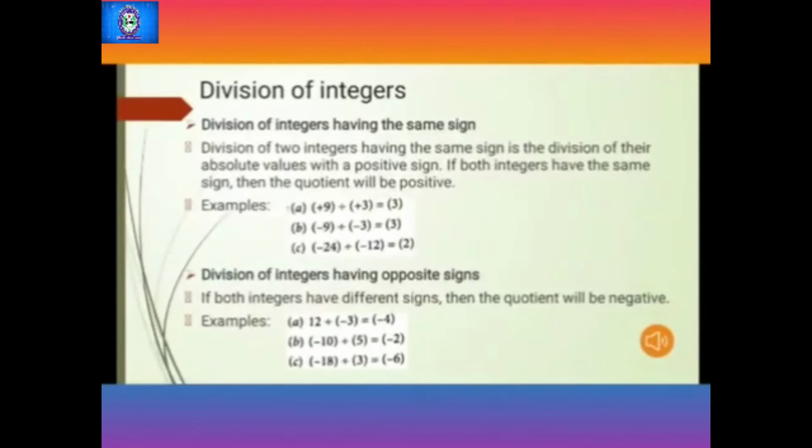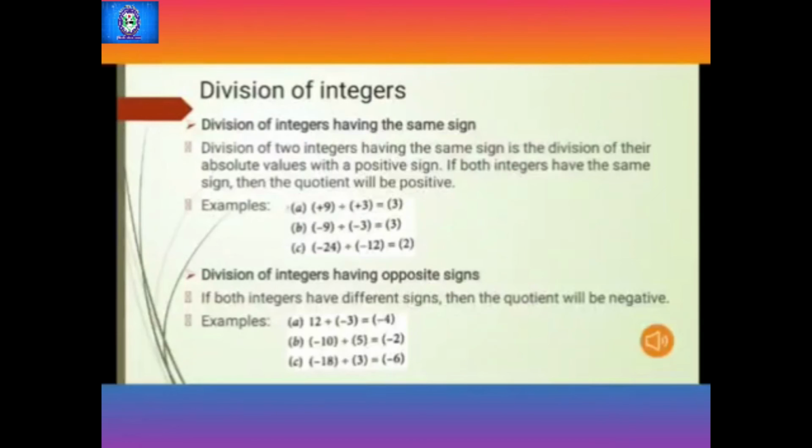Now let's discuss division of integers. Division of integers having the same sign. Division of two integers having the same sign is the division of their absolute values with a positive sign. If both the integers have the same sign, then the quotient will be positive. As you can see in the example, 9 divided by 3, both are positive numbers, the answer will be 3, that is the quotient.